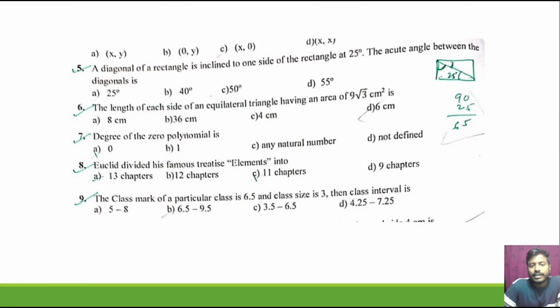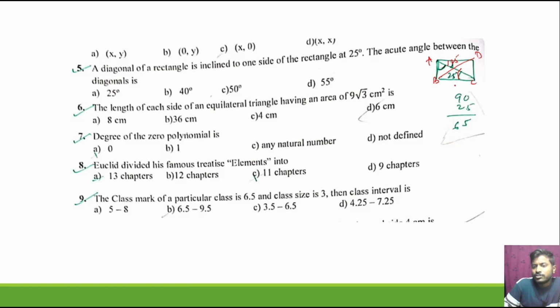A diagonal of a rectangle is inclined at 25 degrees to one side of the rectangle. Okay, suppose this is a rectangle ABCD, and the diagonal is inclined at 25 degrees to one side. Then find the acute angle between the diagonals. Diagonals means we should draw the other diagonal, that is BD. First, this angle is 25. Also, this angle is 25 because of alternate interior angles.